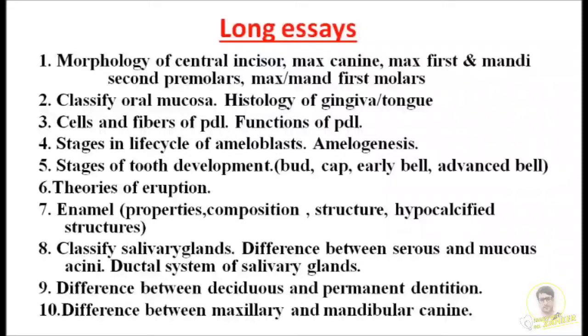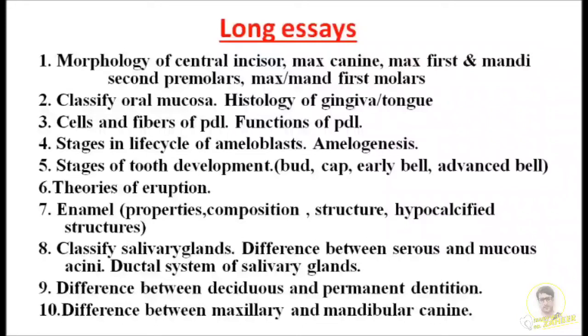The third important question is from the periodontal ligament chapter. Under this chapter, you should be very thorough about the functions of periodontal ligament, which is usually asked as a note. Then you should know about the cells present in the periodontal ligament as well as the fibers of periodontal ligament, especially the principal fibers. So that is the third important question. The same question can be asked in the short essay also.